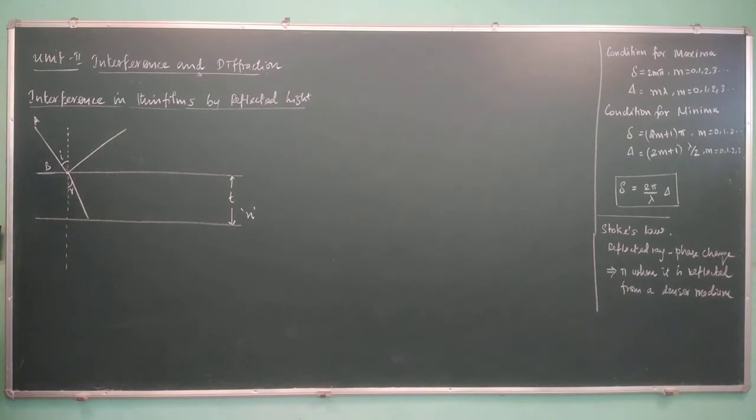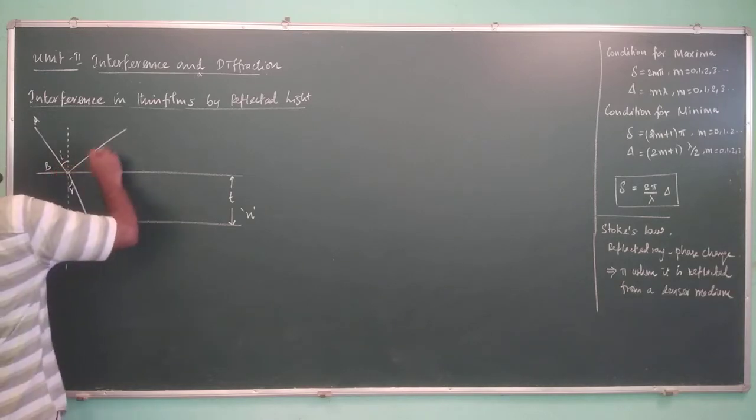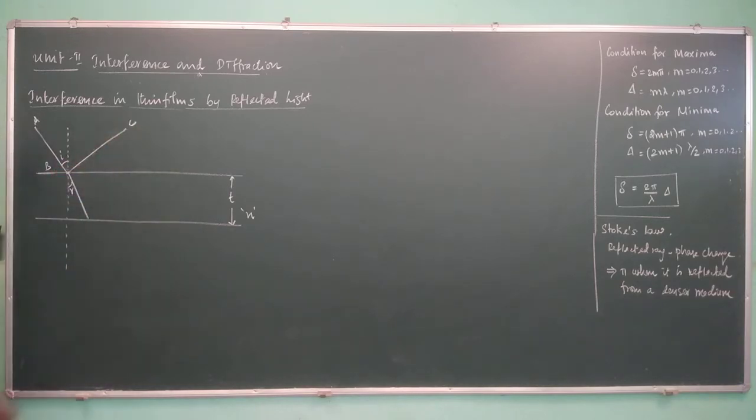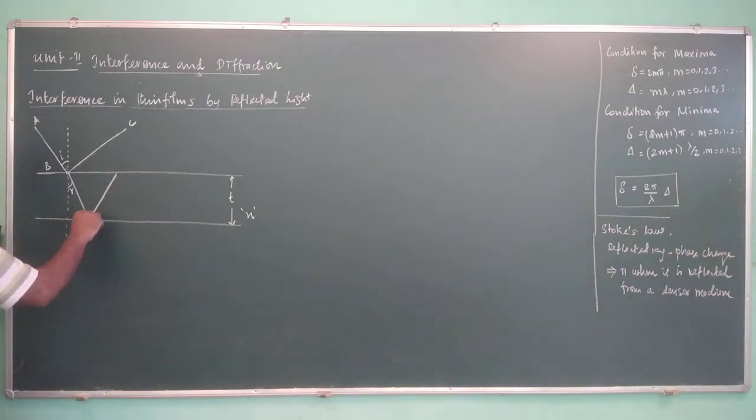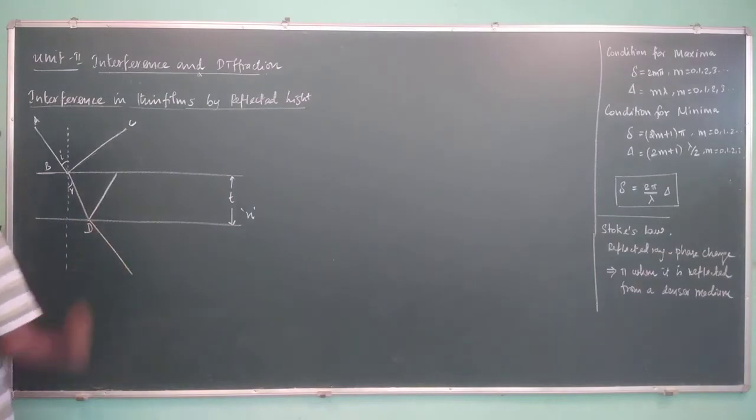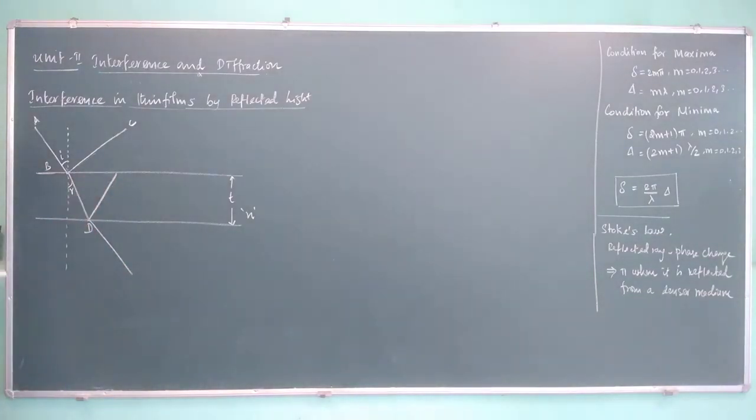Fine. Now this reflected ray travels towards C. This refracted ray travels in this direction and touches the bottom. Here the reflection occurs at the top surface of the thin film and the refracted ray touches the bottom at the point D. And here it undergoes a reflection and a refraction. One more reflection and one more refraction.